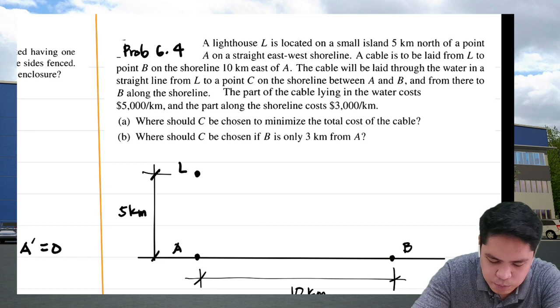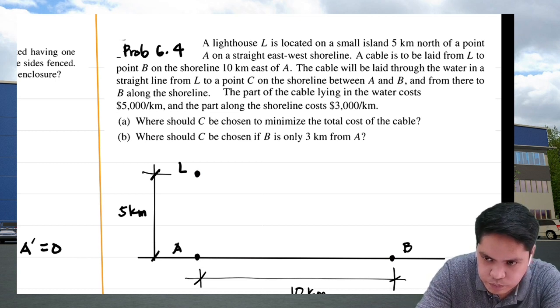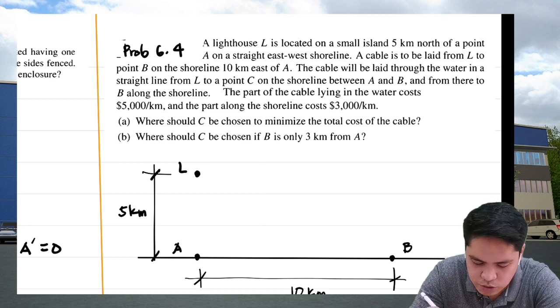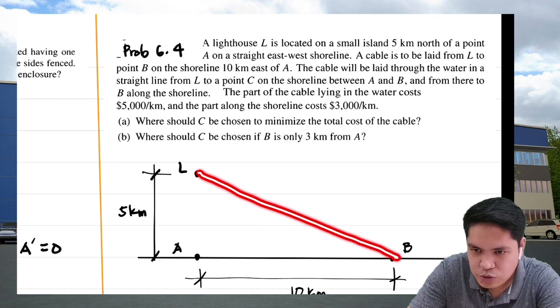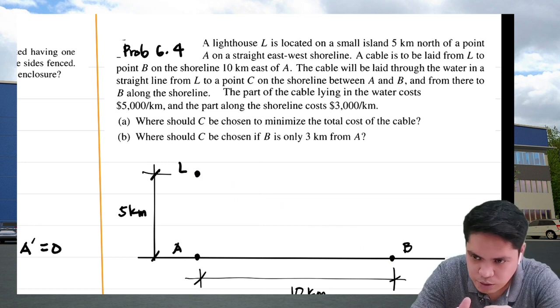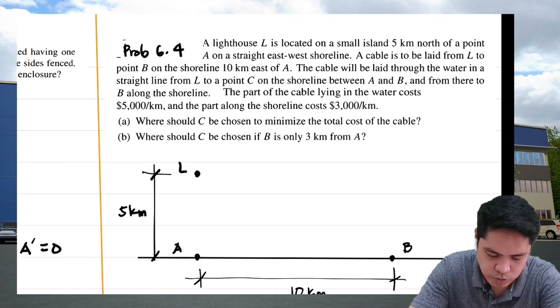So, pwede yung setup mo ganito. Hindi mo na siya iparun along the shoreline, diretso ka na lang dito, pero mas mahal siya. Diba? Shorter yung distance mo along the water, diba? Pero, it's more expensive. So, gusto mo i-minimize mo lang yung gasto mo along the water. So, eto na siya.